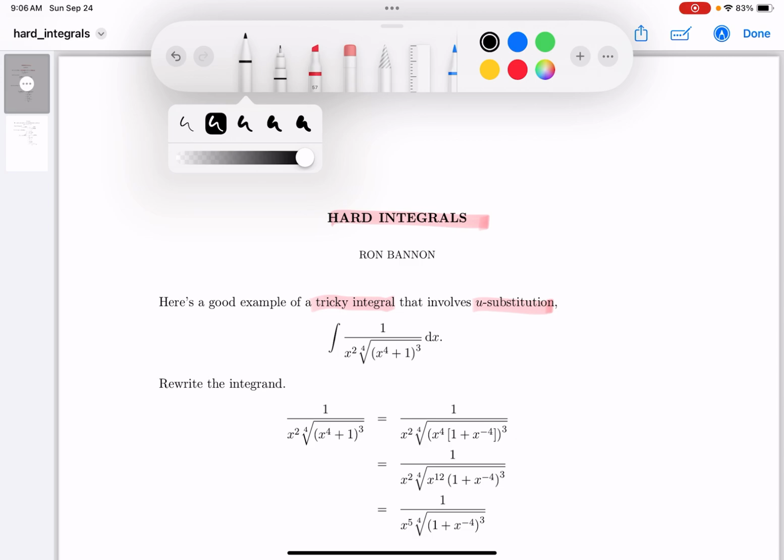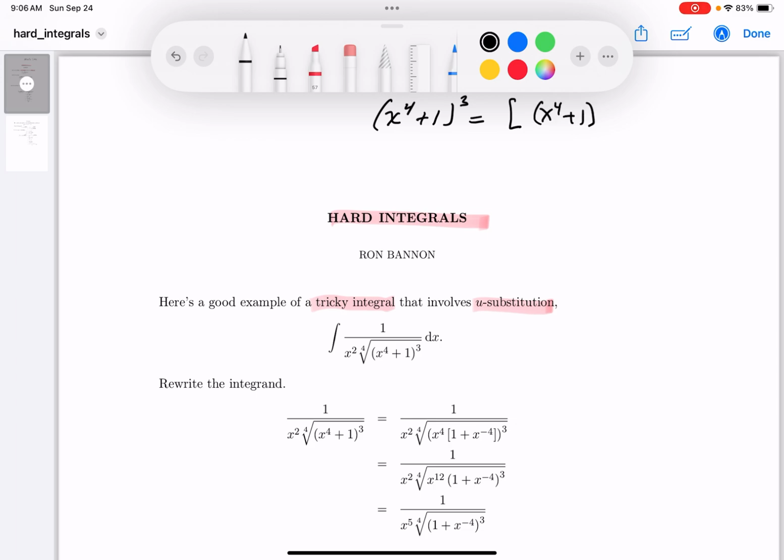It's x^4. Oh, before I go forward, I want to point out the domain is all real numbers except 0 in this problem here. All right? So anyway, let's not worry too much about that. It's an indefinite integral. I'll write x^4 plus 1 to the third power. I'm going to write that a little differently, as x^4 plus 1, that whole thing to the third power.